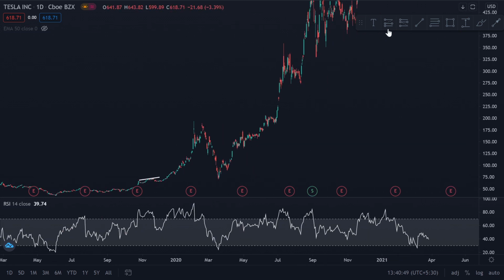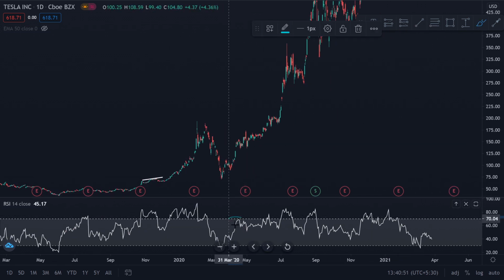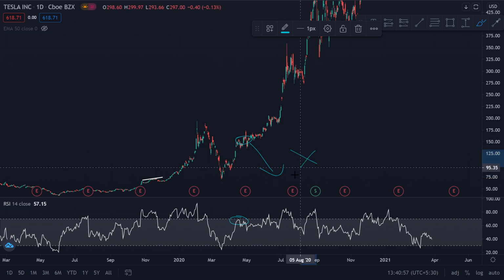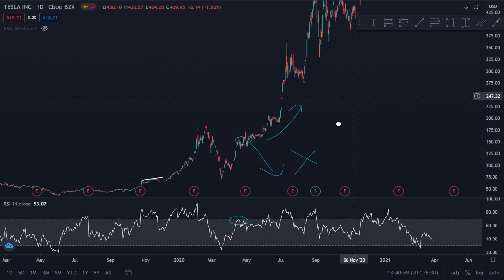So Tesla gave you SL signals here. Now what are the prices corresponding to this price here? Did it fall? No. Look what happened to the price next.